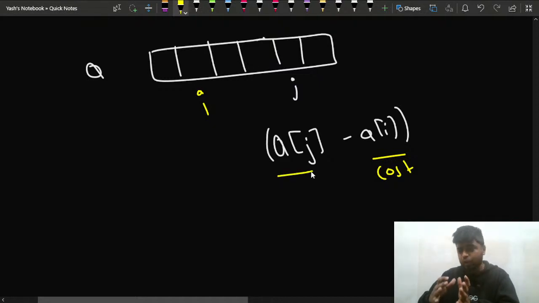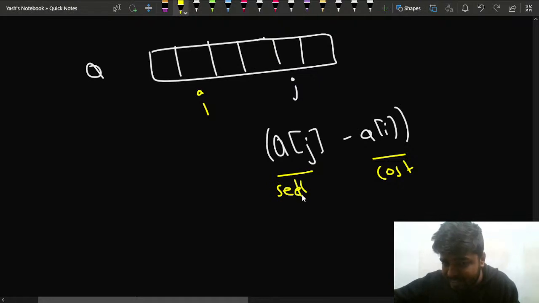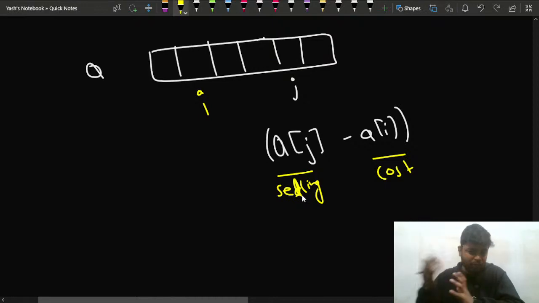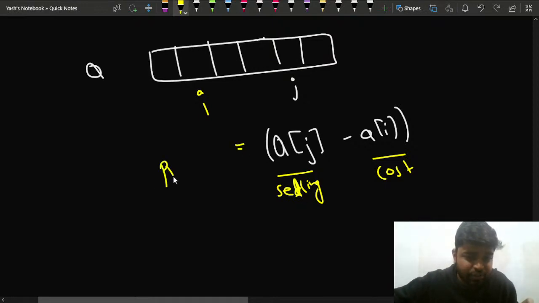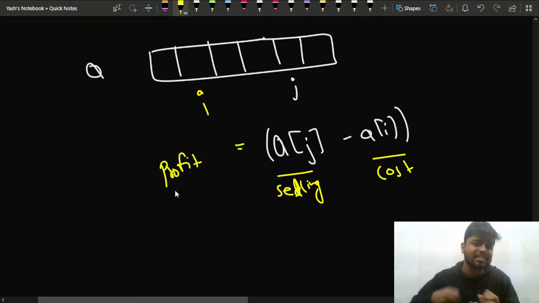After that, if you are selling it on the jth day, then that is the selling price, right? That is the selling price. So the difference between the two would be nothing but the profit that you are generating, right? The profit that you are generating, and your task is to maximize this profit.